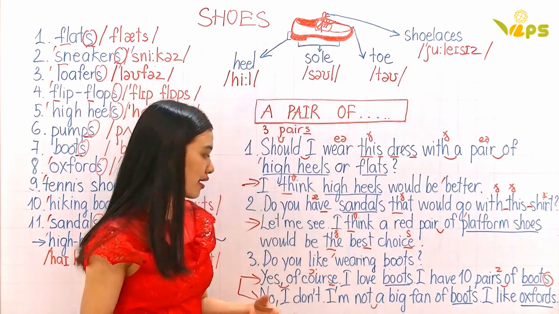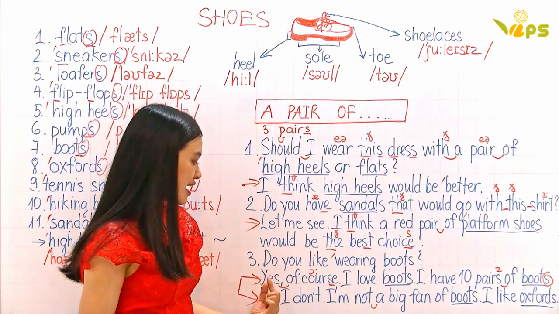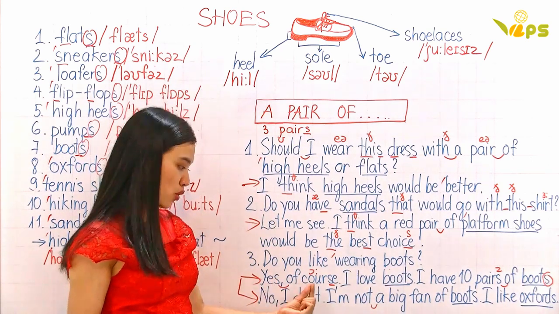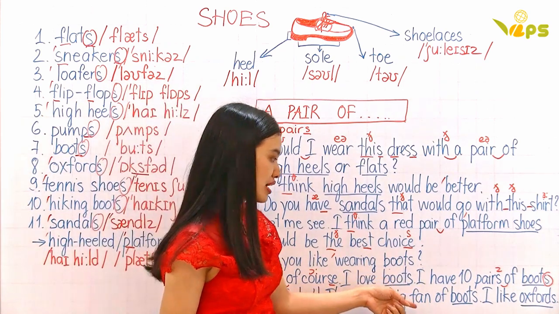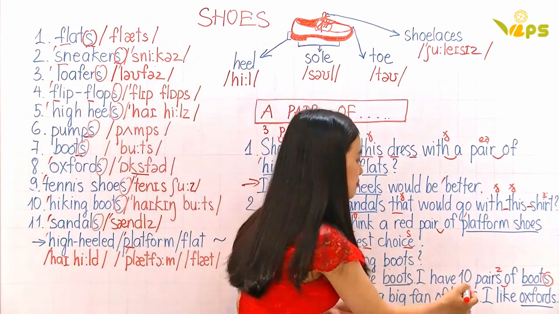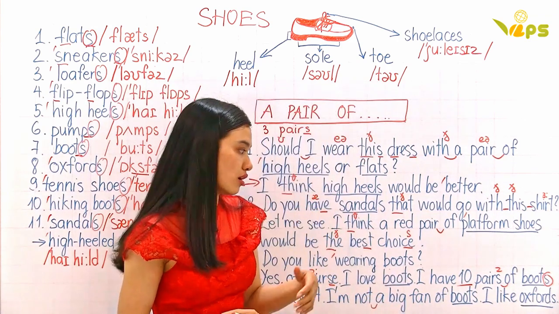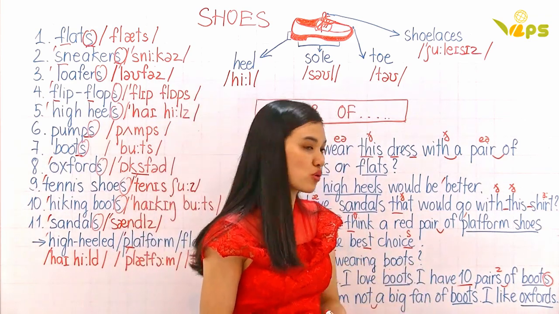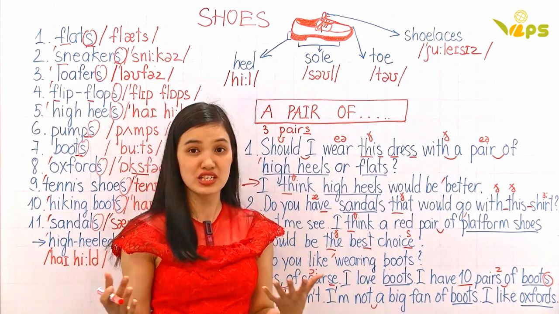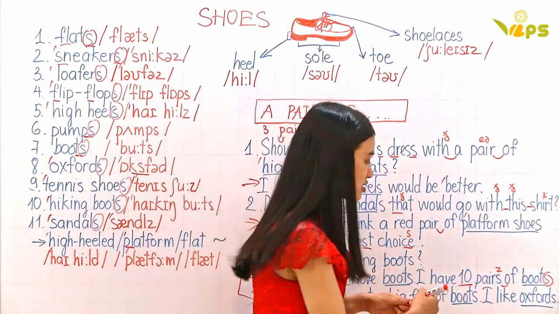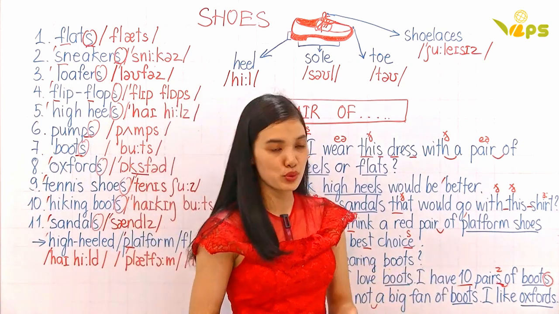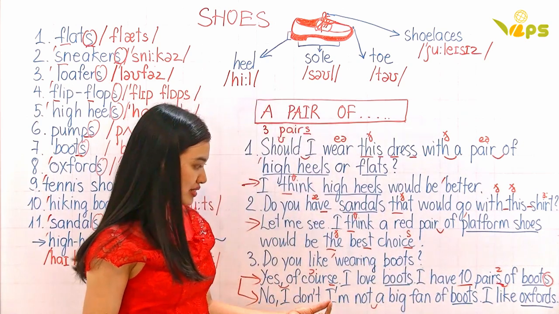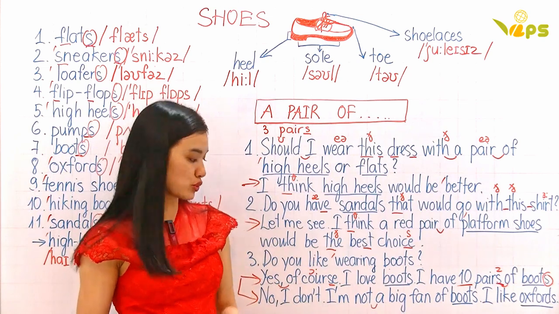Do you like wearing boots? Do you like it or not? If that is yes, you say yes, of course. Link them together. Yes, of course. I love boots. I have maybe 10 pairs of boots or 9 pairs of shoes or 20 pairs of shoes. But remember, pairs here with S. I have 10 pairs of boots.